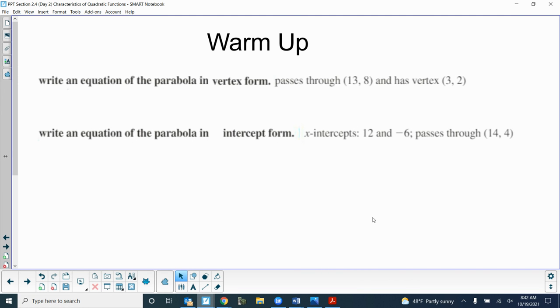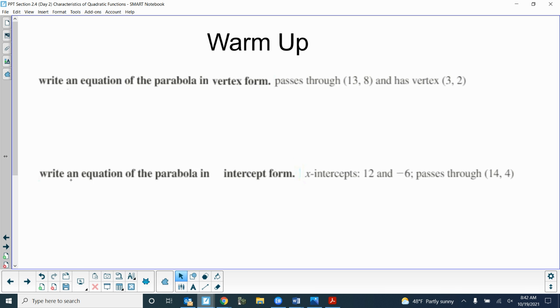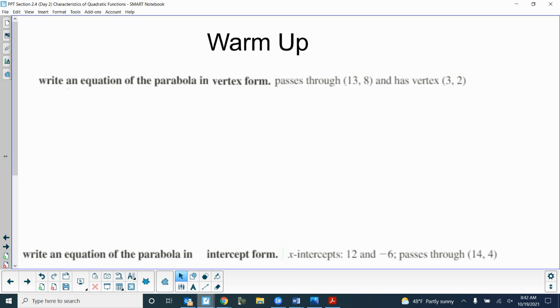All right, so let's look at these quick for the warm-up. Then we'll go over any of the homework questions you have.